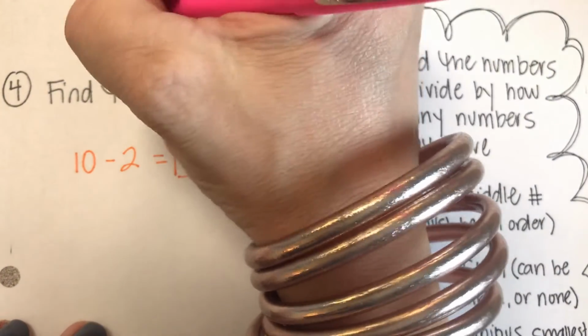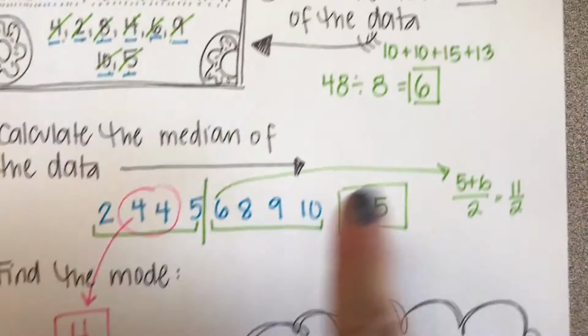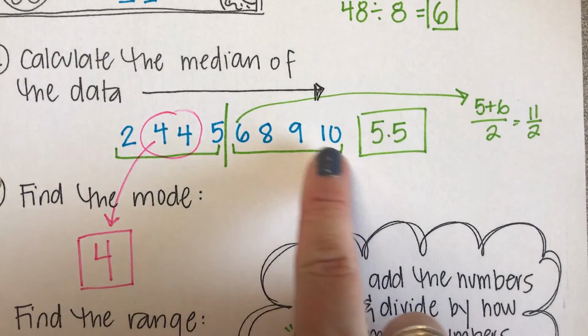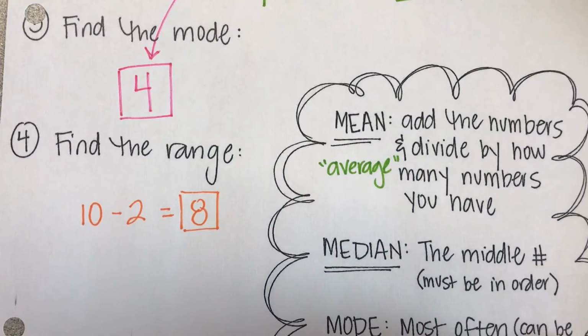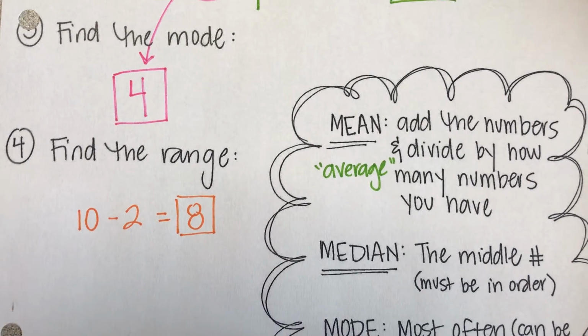So mean, again, is the average. You add them up, divide by how many numbers you have. Median, you put the numbers in order, and it's that middle number. Mode is the number that occurs more often than the other numbers, and range is greatest minus the least.